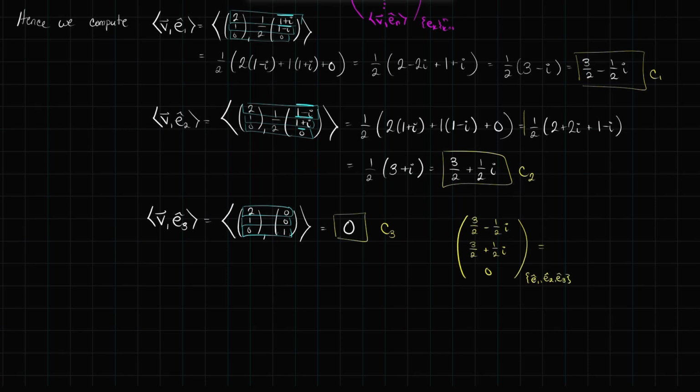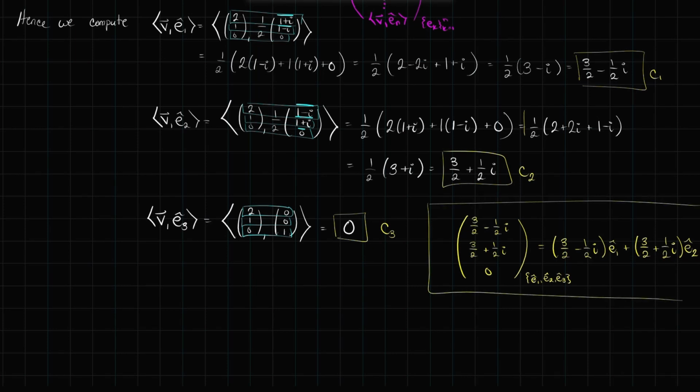I could also write this as the decomposition (3/2 minus 1/2 i) E hat 1, plus (3/2 plus 1/2 i) E hat 2. I could write plus 0 E hat 3, but I can also omit it if I want to. This is the vector representation and basis decomposition.